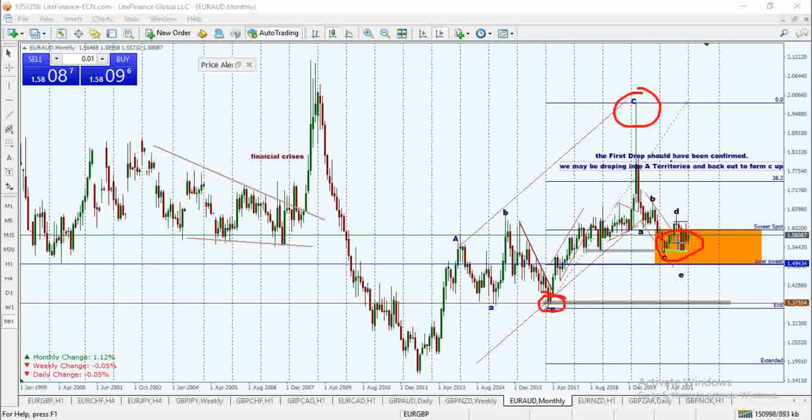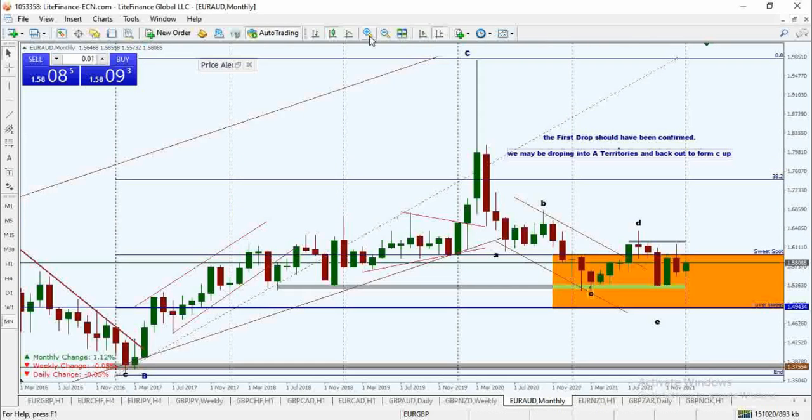From this point on, we could look at the next push to the upside. If the next push doesn't come, we can see what could also happen if we zoom in a little bit. We could see that price first stepped into this territory right here, with this very first drop.